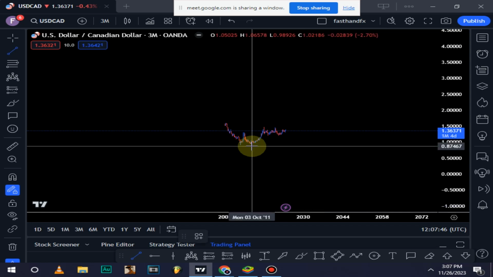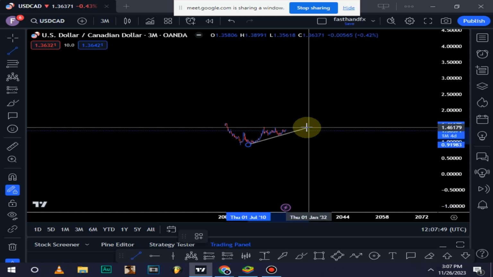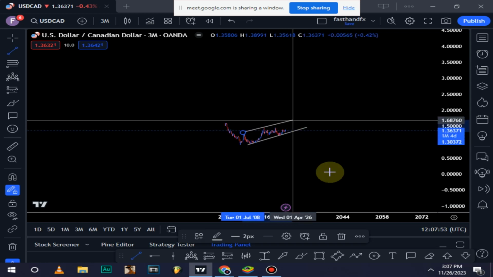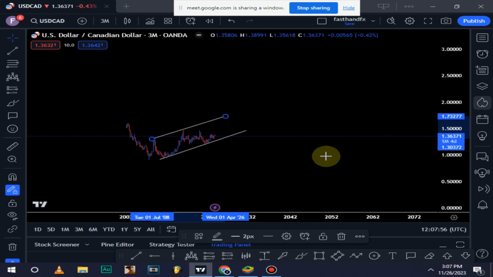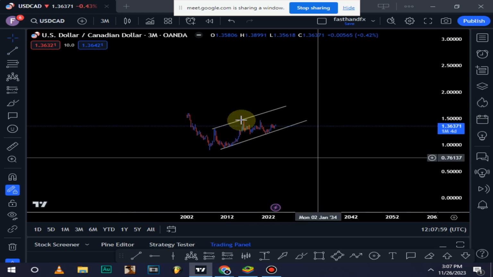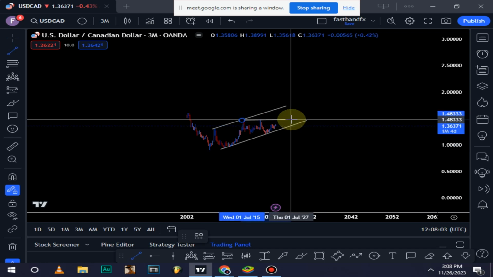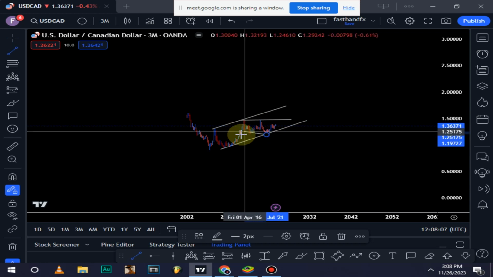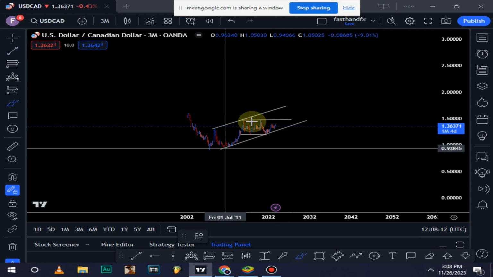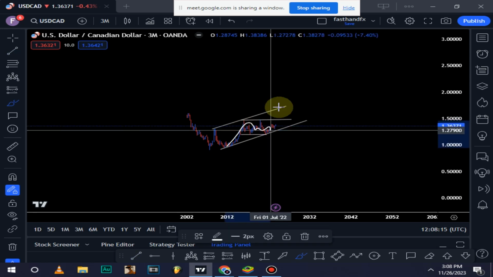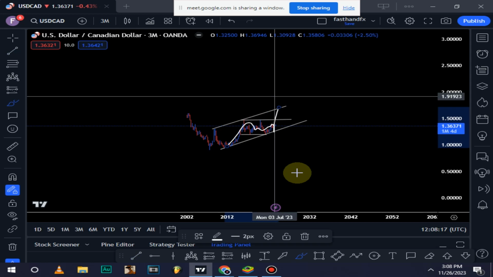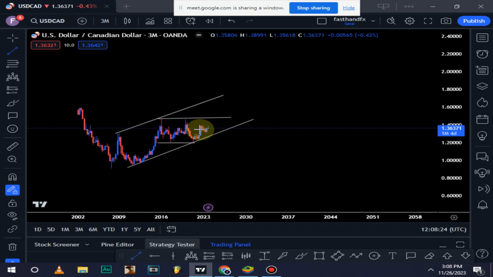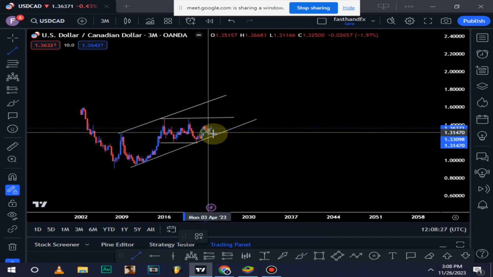Let's try to interpret this. If this was the move, 1, 2, 3, and 2. Impulse, correction. Impulse. And if we zoom in, we see this is a bullish flag right here.